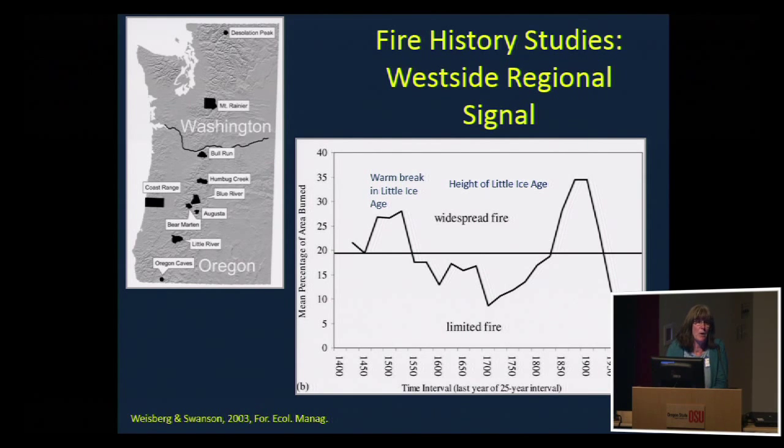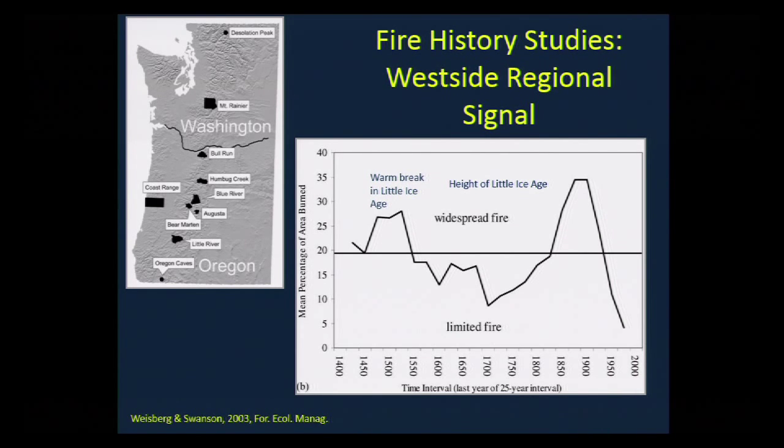We're really lucky in this part of the world because we have a plethora of fire history studies. From that, Weisberg and Swanson put together a synthesis of fire on West Side forests through time. And we're looking at more modern history, so we go from 1400 to 2000. What they found was there's a clear regional signal with two periods of very high fire activity in the 1400s to 1500s, and then in the 1800s here.